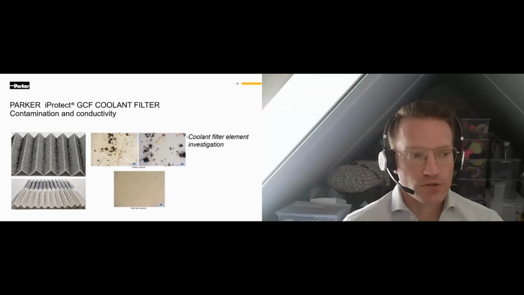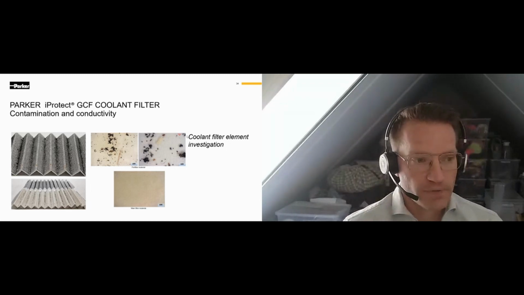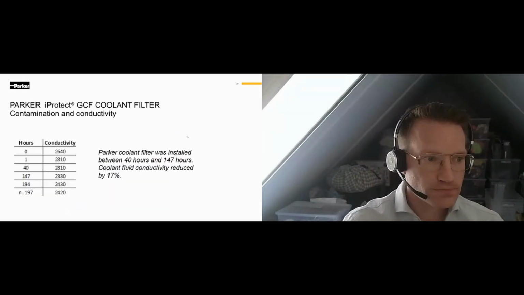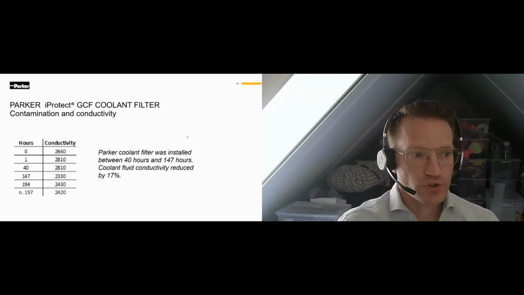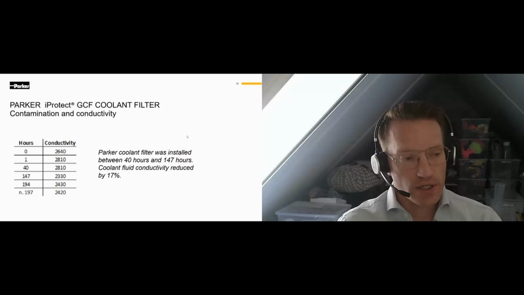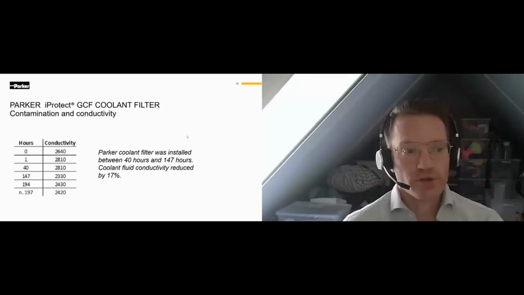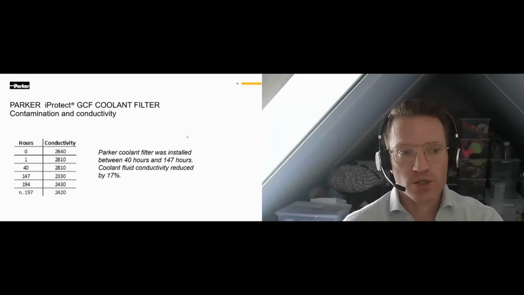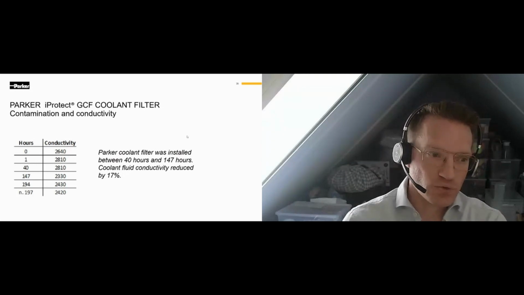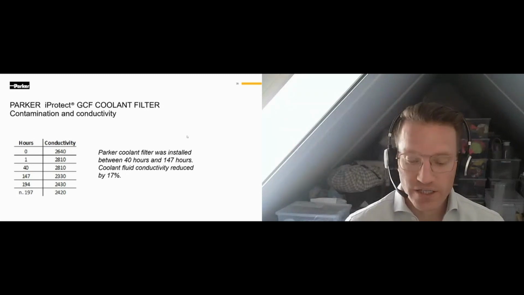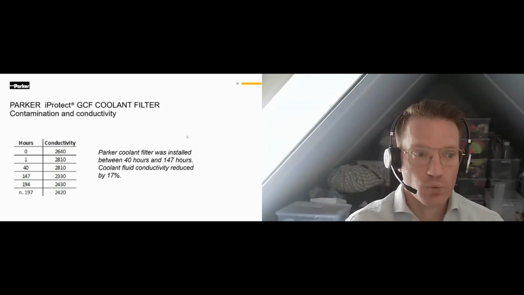Also those particles, especially metal particles, do affect the conductivity. So conductivity will go up. That needs to be reduced, especially for fuel cell electric machines. Preliminary results on the conductivity: our filter was installed on this machine between hour 40 and 147. And that tells you that by removing contamination, you can reduce conductivity. Conductivity is not always equally important, but as said, especially on the battery side and on the hydrogen fuel cell powered machines, conductivity is a really critical indicator and needs to be controlled. And our filter will definitely help with that.